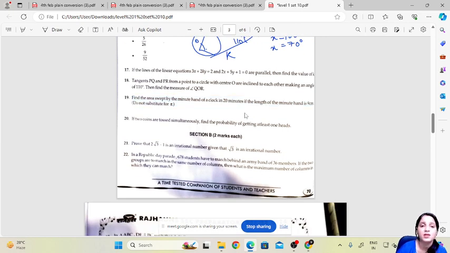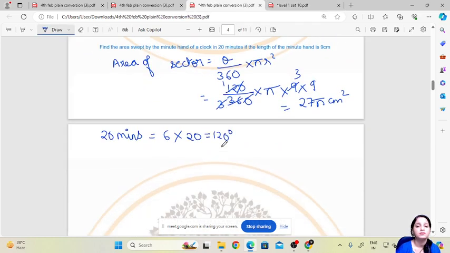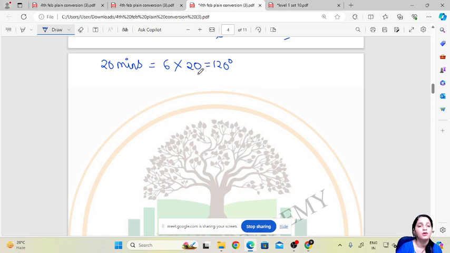If two coins are tossed simultaneously, find the probability of getting at least one head. Now when two coins are tossed, it is H, T. For this H you take HT, and for this T you take H and T. So your sample space will be HH, HT, TH, TT.